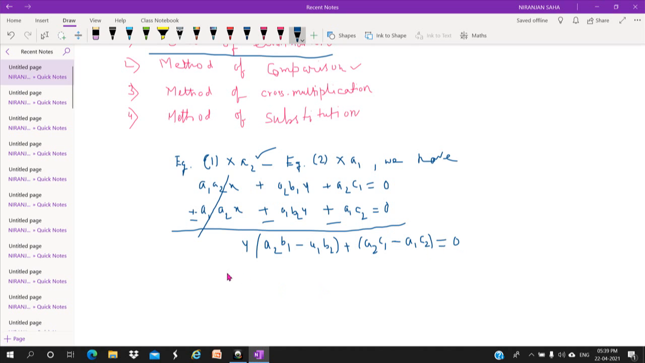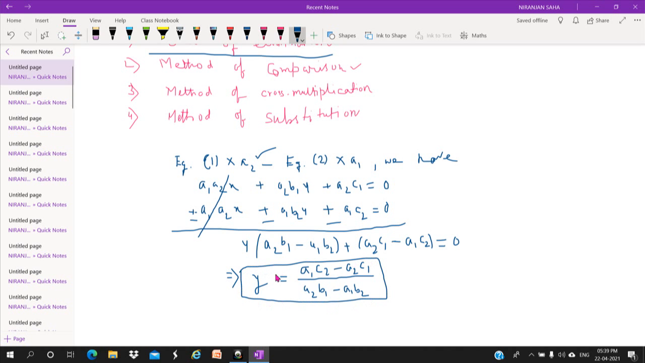So we can find the value of y. y will be equal to, on changing to the right hand side it becomes negative, so this will be a1 c2 minus a2 c1 divided by a2 b1 minus a1 b2. This is the solution for the variable y. This is the value of y which satisfies both equations.